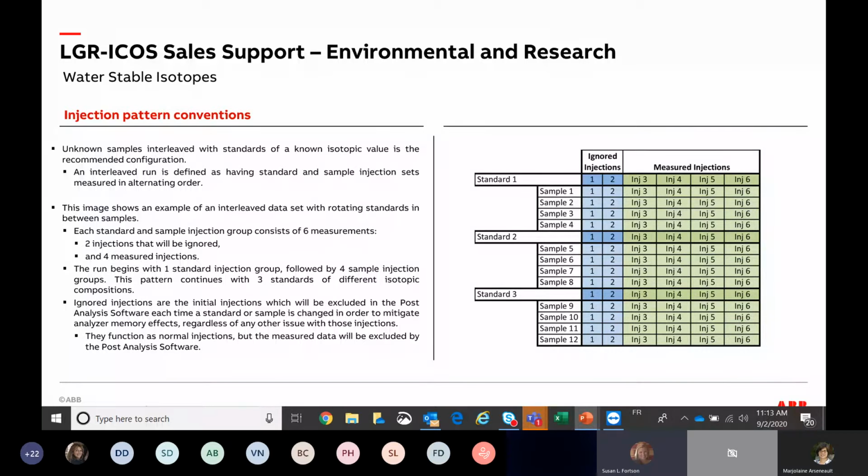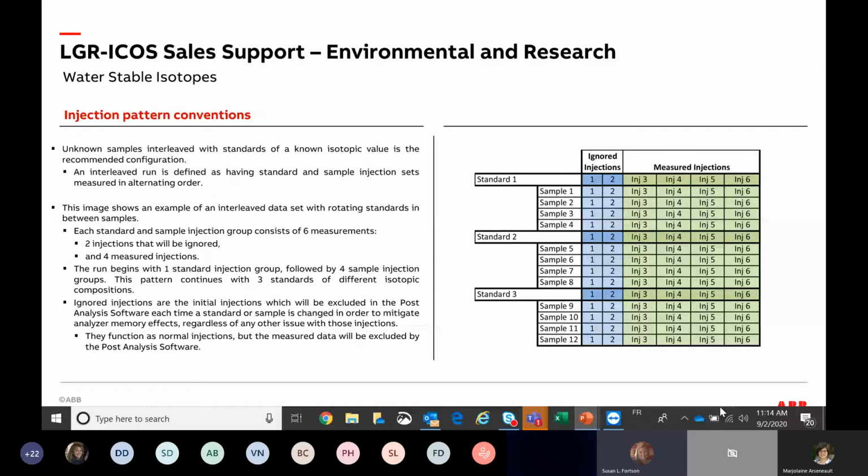Hello, everyone. Before we discuss the post-analysis software, we're going to talk about the injection patterns of the liquid water isotope analyzers. We recommend running the analyzer in a pattern where unknown samples are interleaved with standards that have a known isotopic value. An interleaved run is defined as having standard and sample injection sets, which are measured in alternating order. The user can either create their own run configuration, or we also have pre-installed example run configurations, which are built into the software. They're used as starting points, which can define more complex measurement sequences. Here on the right, you'll see an example of an interleaved data set with rotating standards in between samples.